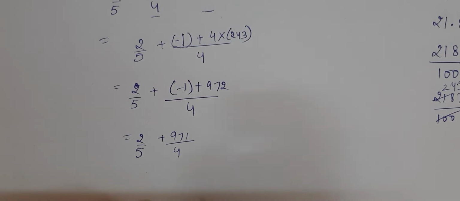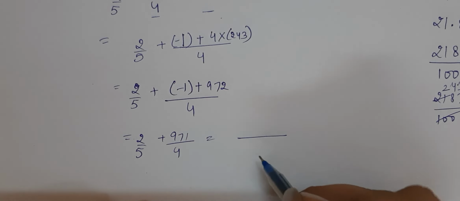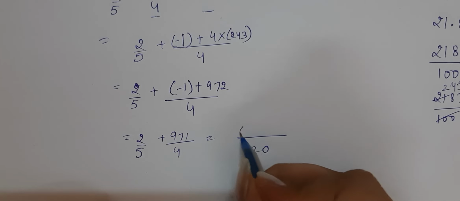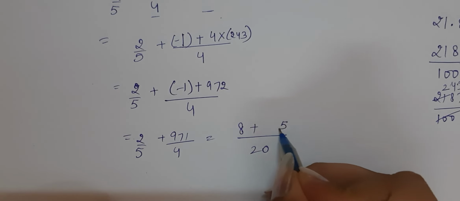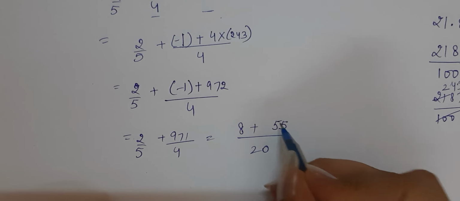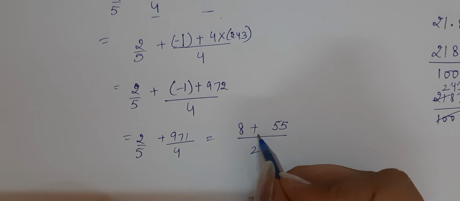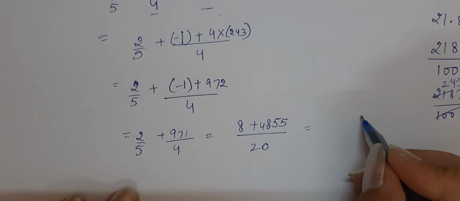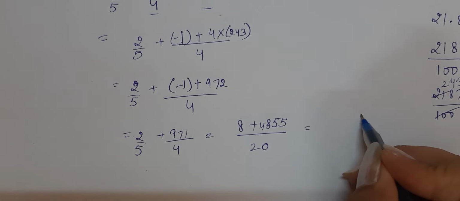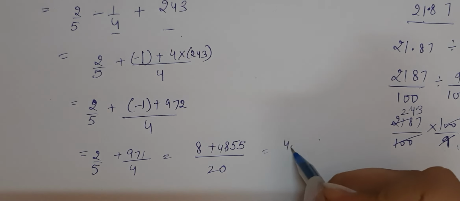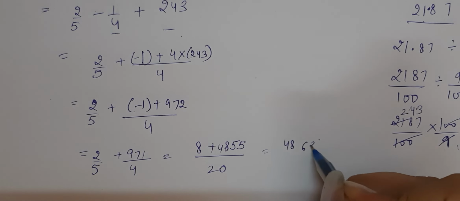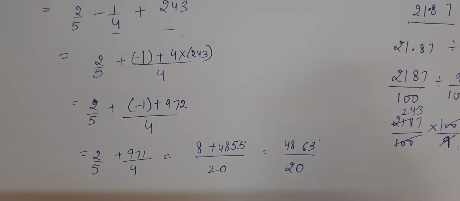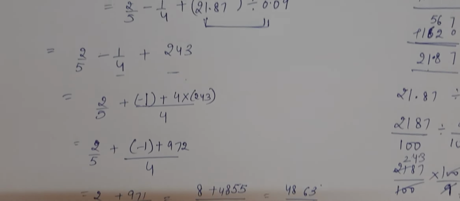Again, now I have to take the LCM. 5 and 4 LCM will be 20. 2, 4, 8. It will be 5. 7, 5, 35, 3 carry up. 5, 9, 45, 48. 4, 8, 8, 5, 5. And after adding the two terms, I will have the answer 8 and 5. So it will be 4863 upon 20. And this is the answer of my simplification.